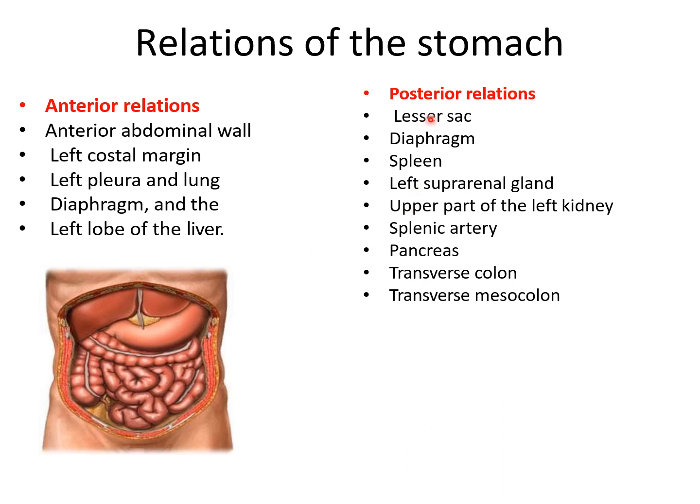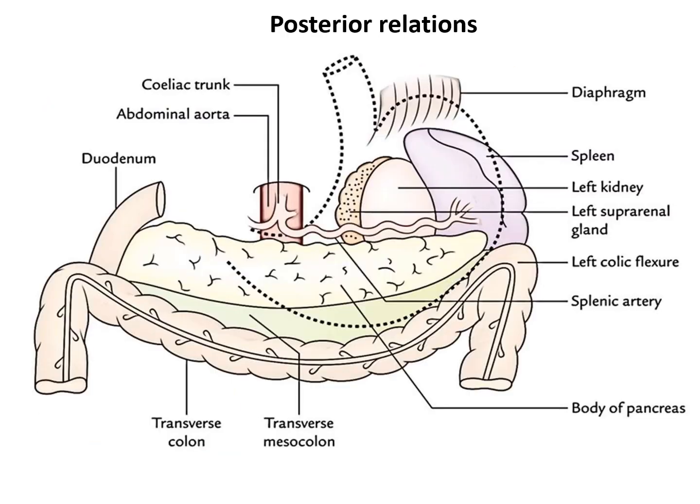Posteriorly you can see lesser sac, diaphragm, spleen, left suprarenal gland, upper part of left kidney, splenic artery, pancreas, transverse colon and transverse mesocolon. This is the posterior relation. You can see the left part of the diaphragm, the spleen, the upper part of left kidney, left adrenal gland or suprarenal gland, left colic flexure, splenic artery, then body of pancreas, transverse mesocolon and transverse colon.